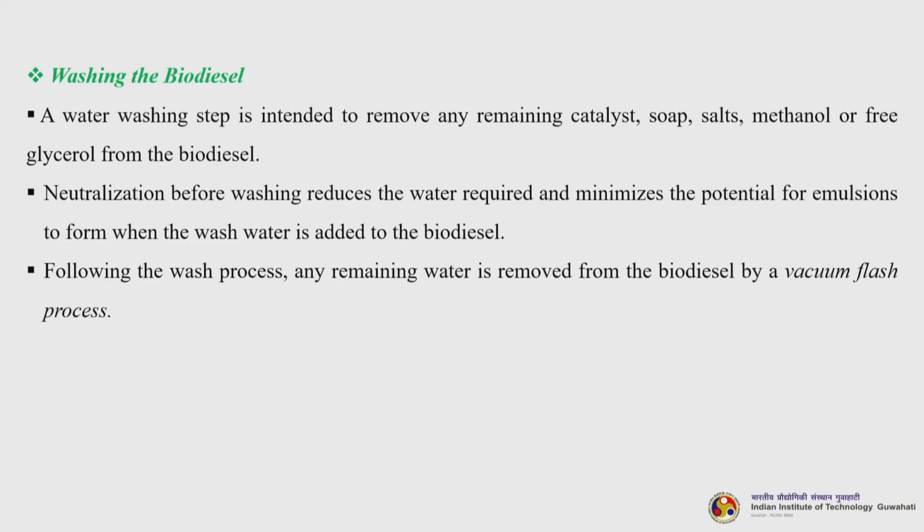Then washing the biodiesel. A water washing step is intended to remove any remaining catalyst, soap, salts, methanol or free glycerol from the biodiesel. Neutralization before washing reduces the water required and minimizes the potential for emulsions to form when the wash water is added to the biodiesel. Following the wash process, any remaining water is removed from the biodiesel by a vacuum flash process.